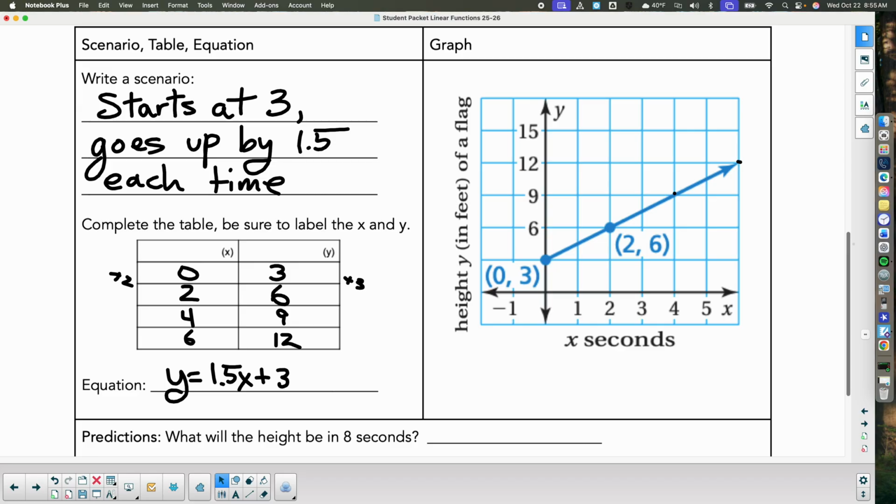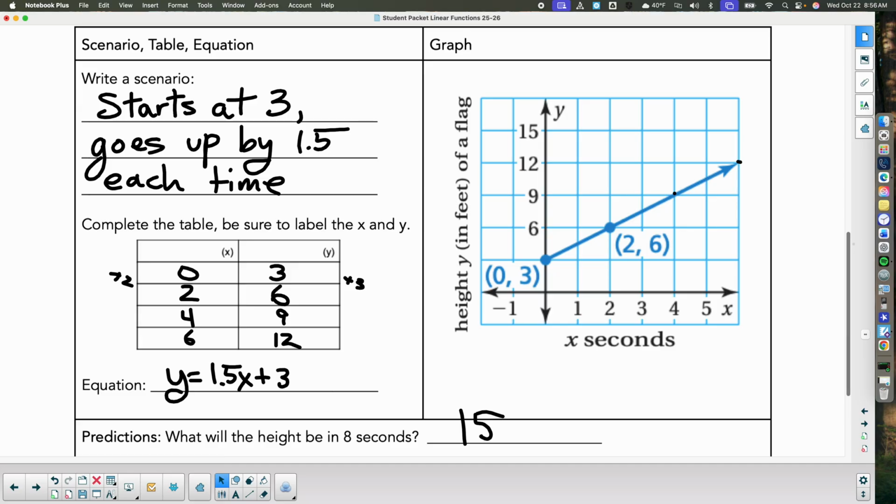How would we have found the answer from the equation? Close. We would actually put 8 in place of X for this problem, because the 8 represents the seconds. So you put it in place of whichever letter it stands for. So either way, we would get 15. Nice job, Henry.